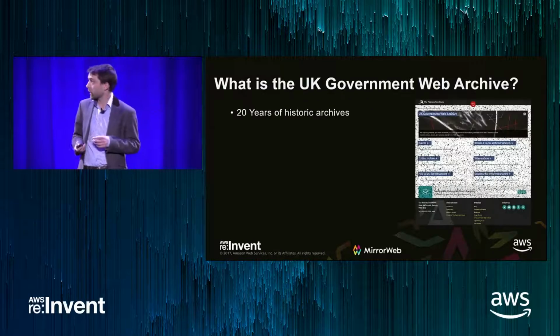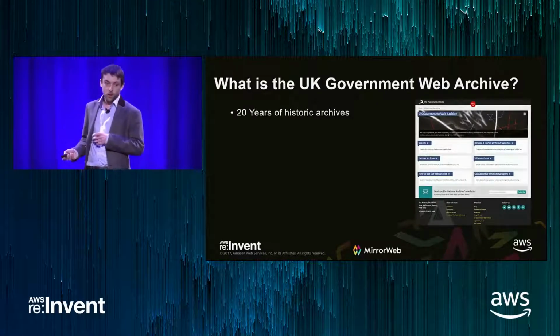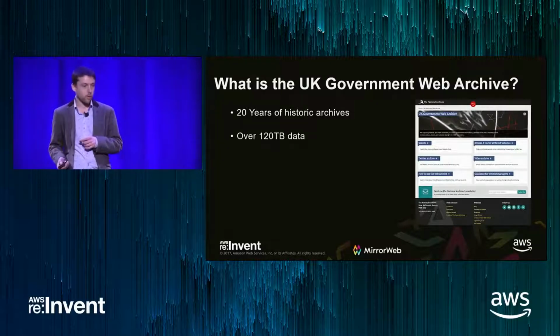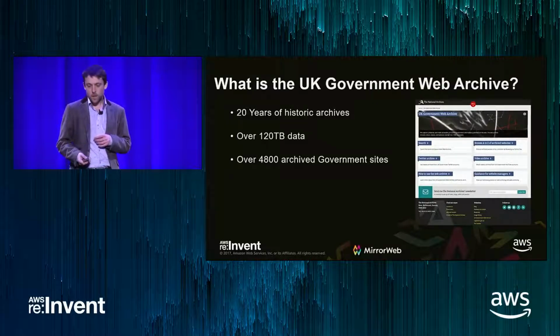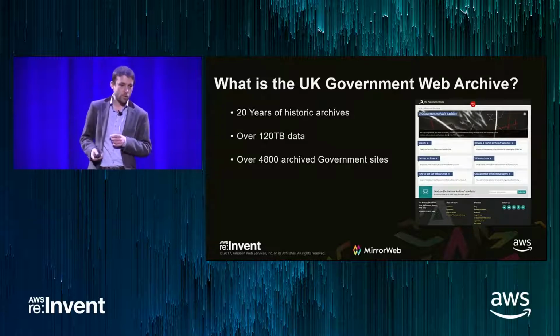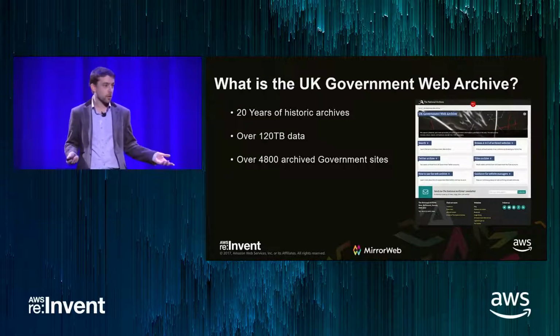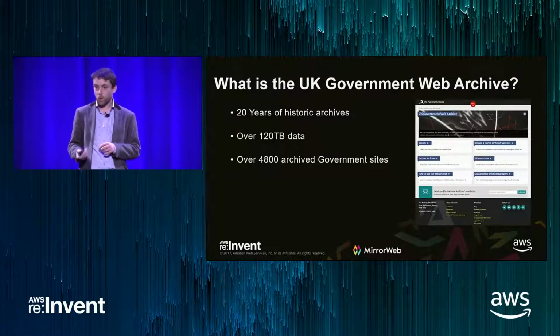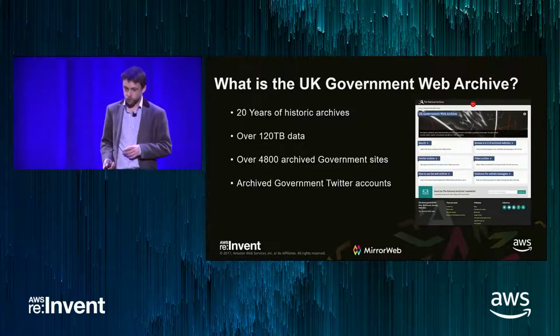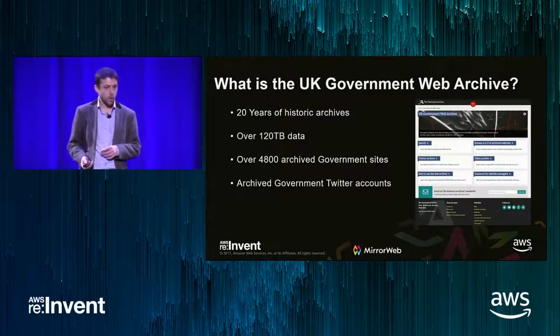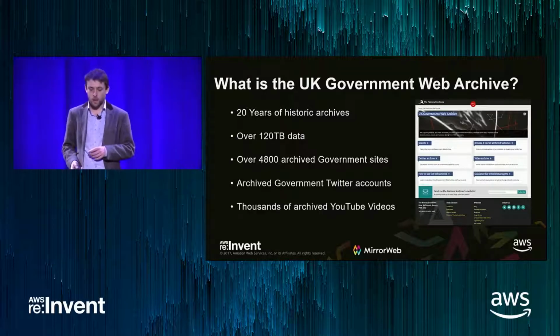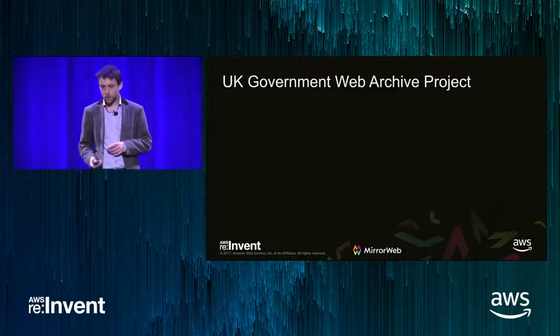So what is the UK Government Web Archive? Well, it's 20 years of historic archives. It's 120 terabytes of data. And we've got over 4,800 sites archived. A lot of these sites have been shut down and are no longer on the public web, but they're in our archive. We also archive UK government Twitter accounts and YouTube videos.